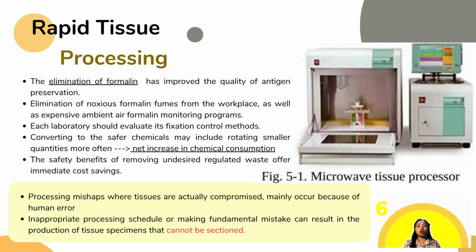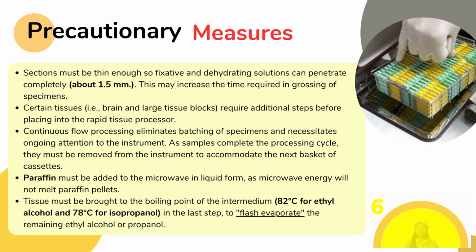Inappropriate processing schedules or fundamental mistakes, like perhaps in replenishing or processing reagents, can result in the production of tissue specimens that cannot be sectioned and therefore will not provide any useful microscopic information to the pathologist. So these are the precautionary measures.